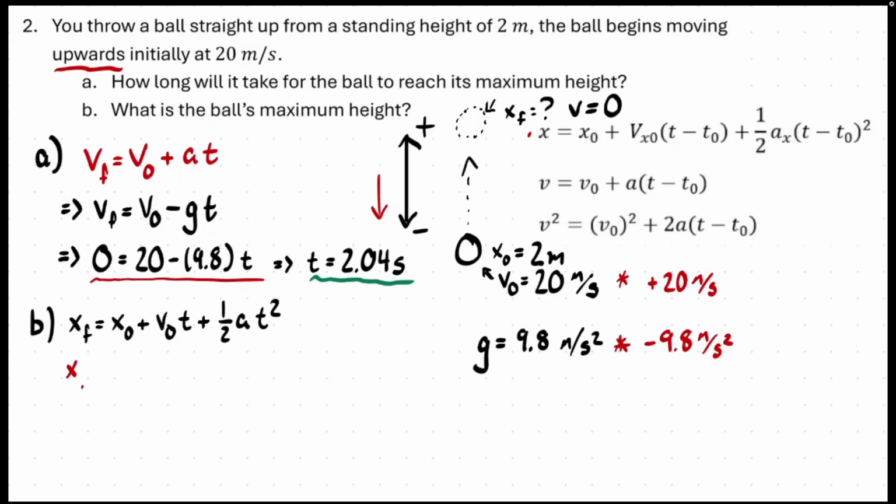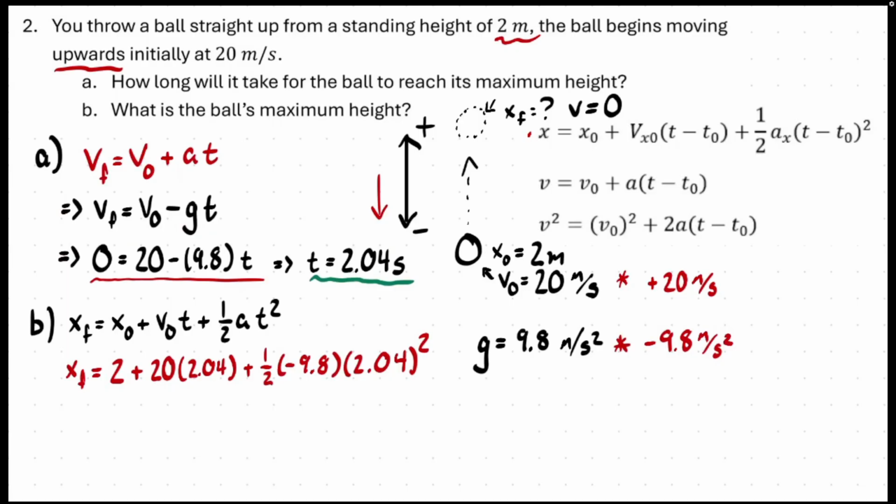So our x final, which is the x we're looking for, is going to be the same as, so our x naught was given as 2 meters. That's the height we threw the ball from. So 2 plus our v naught, which was 20, times our time, which we just solved as 2.04. And then plus our 1/2, right? Our acceleration is gravity. So I'm going to write in the negative this time explicitly with the gravity. So negative 9.8 here. Remember that vector is going downward. And then times our time squared. So 2.04 squared.